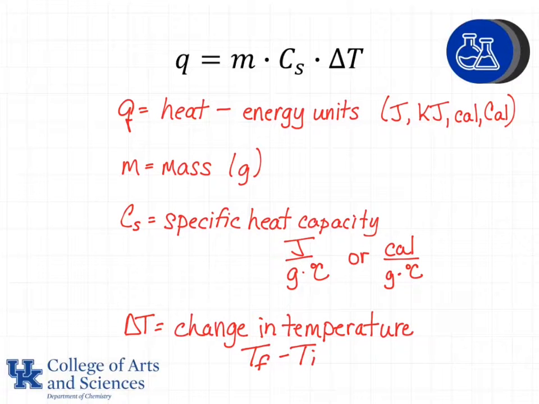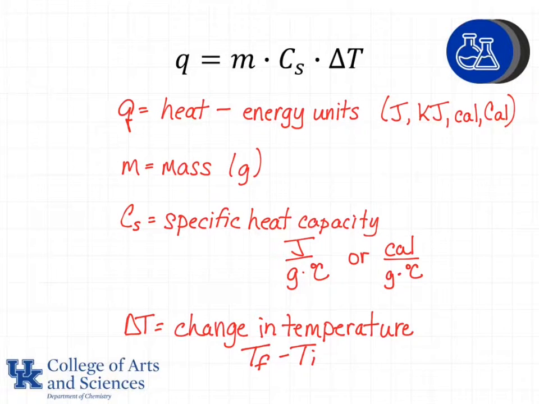Since heat can be in different units and the specific heat capacity can be in different units, we always need to make sure there's a match among the units. So if we're given joules per gram degree Celsius, then we want our heat in units of joules, and we want our mass in units of grams.